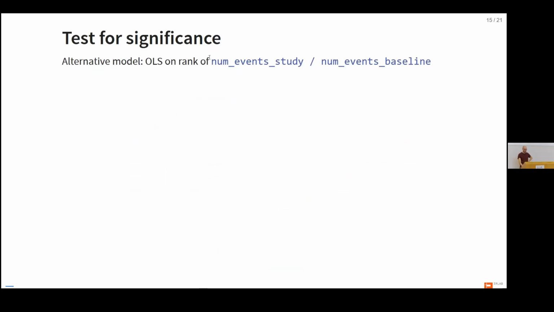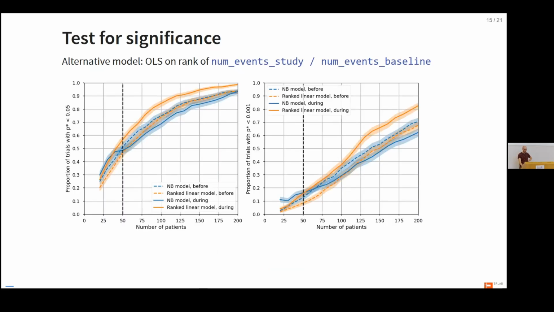It's a very simple one. You just look at the number of events during the study over the number of events during baseline, which is basically a noisy estimate of what we care about, namely this rate change. Then we rank that and run ordinary least squares. If you do that instead, you see that instead of decreasing, the power shoots up. So we have a larger probability of finding a positive result according to this study.